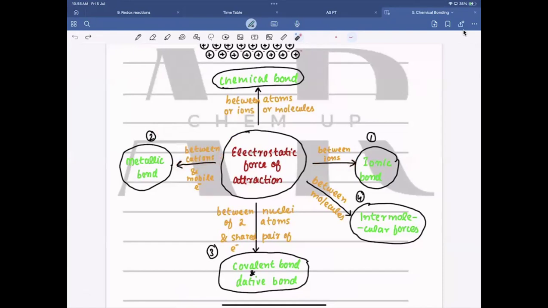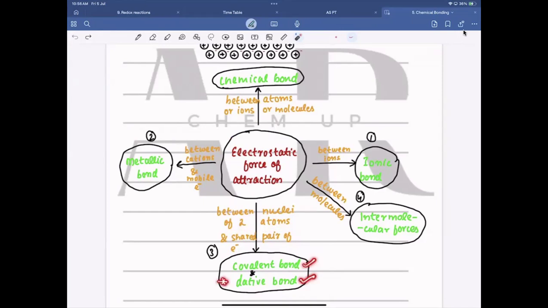If these electrostatic forces of attraction are between molecules, then we call it intermolecular forces. But before this happens, the electrostatic forces of attraction exist between the nuclei of 2 atoms and the shared pair of electrons. When the 2 atoms share their electrons, they make a pair of electrons. That pair of electrons is attracted by the nucleus of those 2 atoms who shared their electrons. So in this way, a covalent bond and a dative bond can be observed.